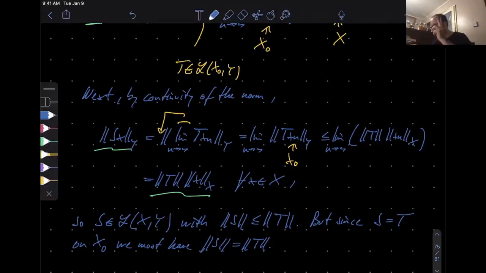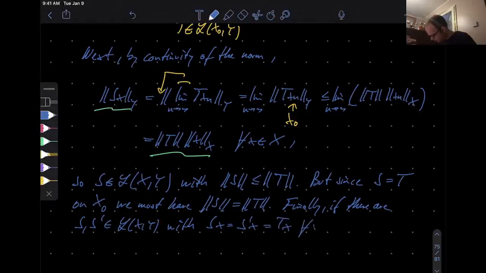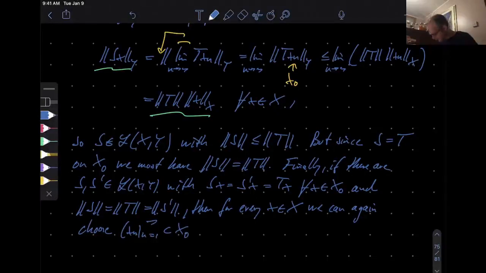So now one statement remains, and this is about the uniqueness, right? The statement is there exists a unique S with these two properties, right? So finally, if there are two, S and S prime, bounded linear from X to Y, that match onto T on X_0 for all x in X_0, and they have the same operator norms as T, well, then for every element x in X, we can again choose a sequence x_n in the dense subspace that converges to x as n tends to infinity.